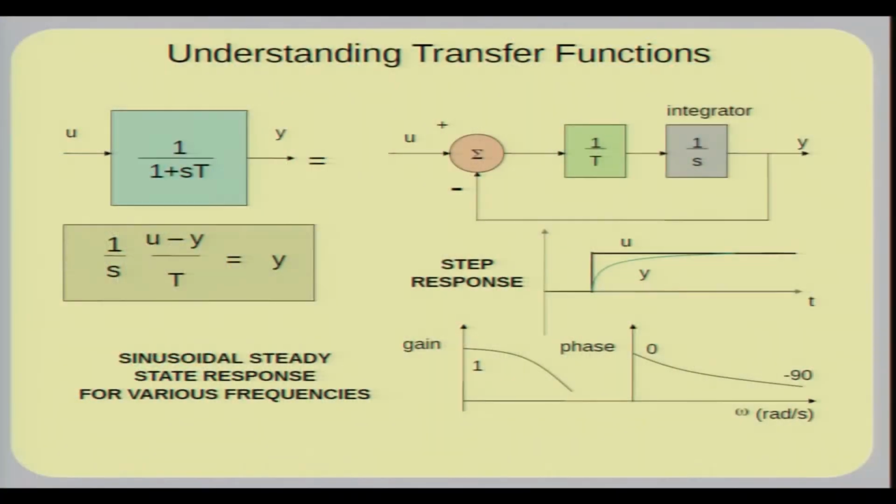In fact, the turning point of the gain, which will be shown using the mouse here, is roughly equal to 1 upon t, or 2 pi by t, which is roughly the turning point or the corner frequency of this gain. Okay.